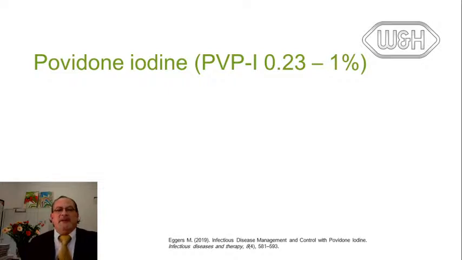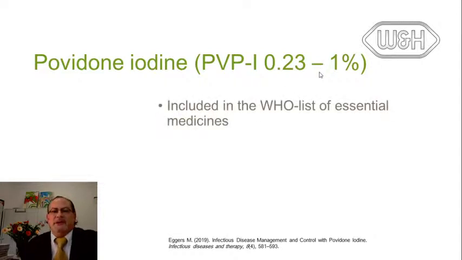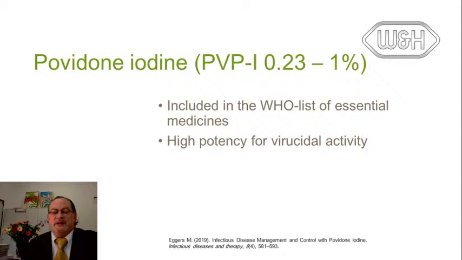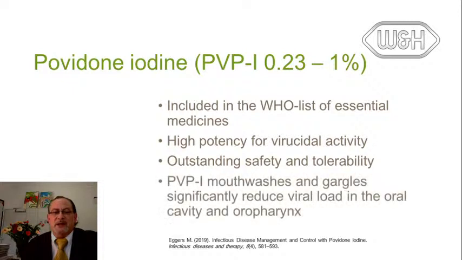And there is another effective disinfectant. It's povidone iodine in a concentration between 0.23 and 1%. It has been included in the WHO list of essential medicines, and it has a high potency for virucidal activity. It has outstanding safety and tolerability, and PVP iodine mouthwashes and gargles significantly reduce viral load in the oral cavity and the oropharynx.